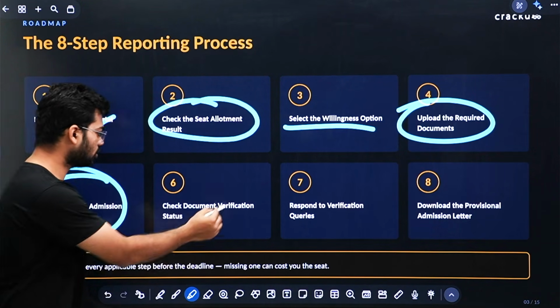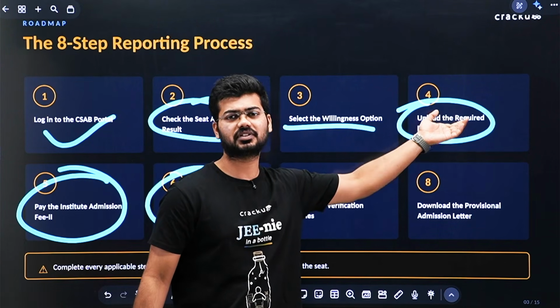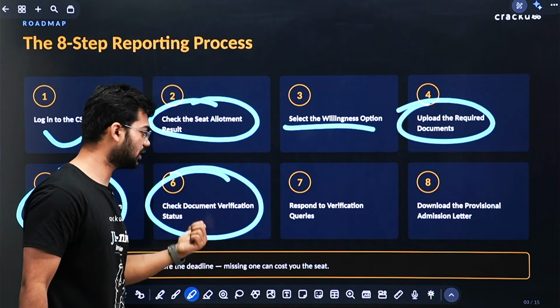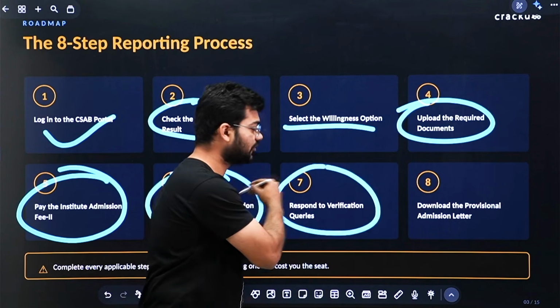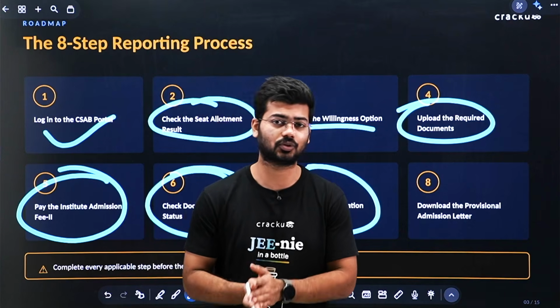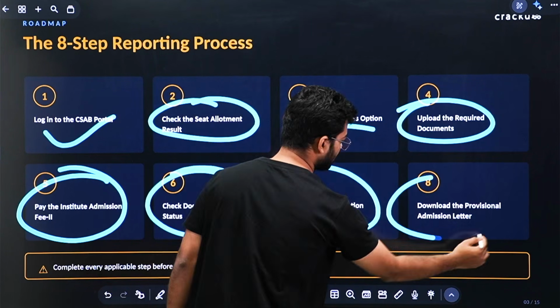Now, checking the document verification status. The documents that you have uploaded may have some discrepancies. The officials will look into that, then they will raise a query. Now, the important thing is to respond to those verification queries within the deadline. If you don't, your seat will be cancelled. Next is to download the provisional admission letter.